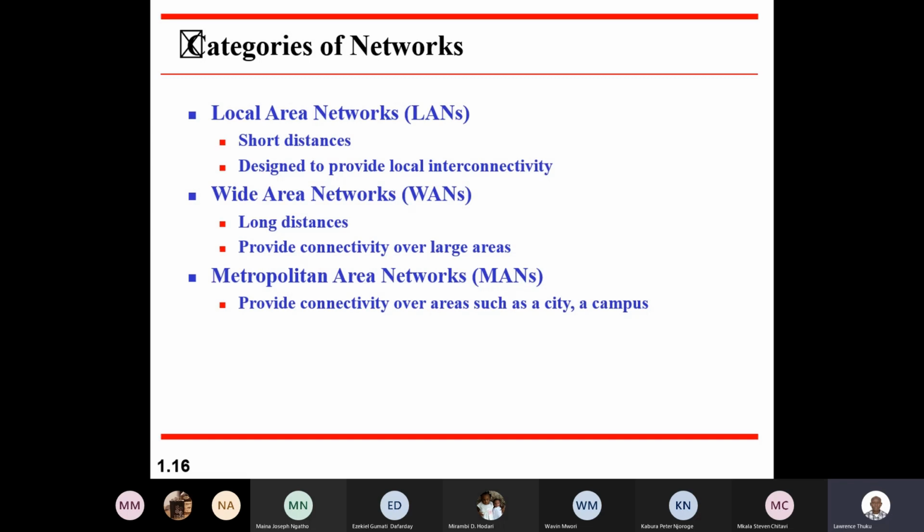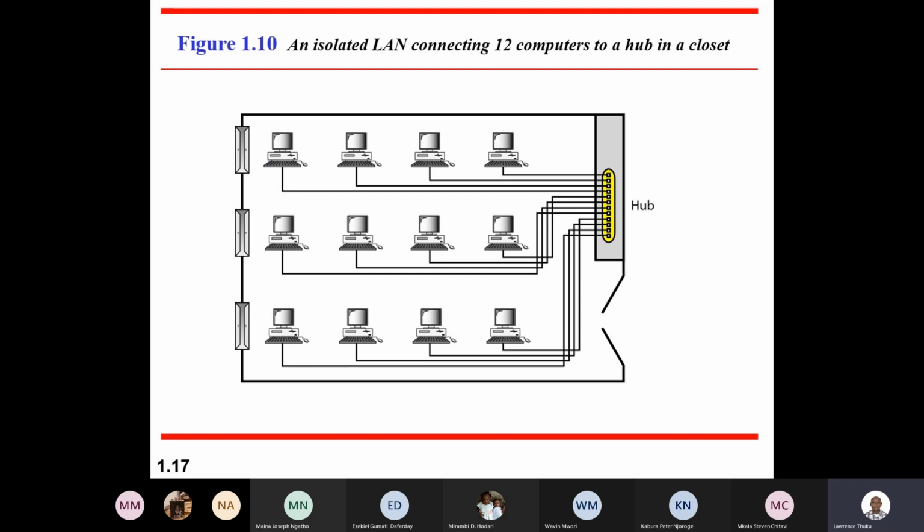Okay, so it covers a longer distance than a local area network, but of course, not as much as what we have in terms of our wide area network. So in this case here, it's much more like a case of a local area network.